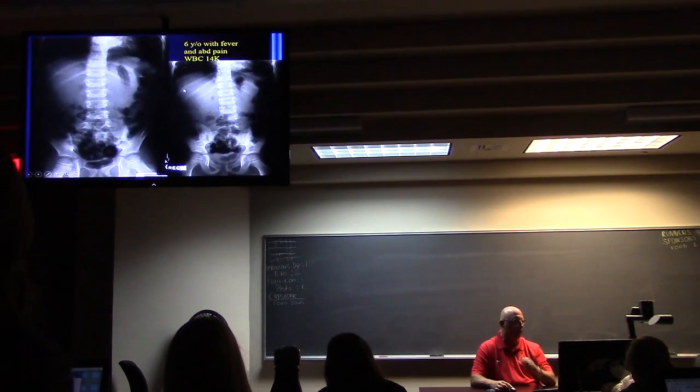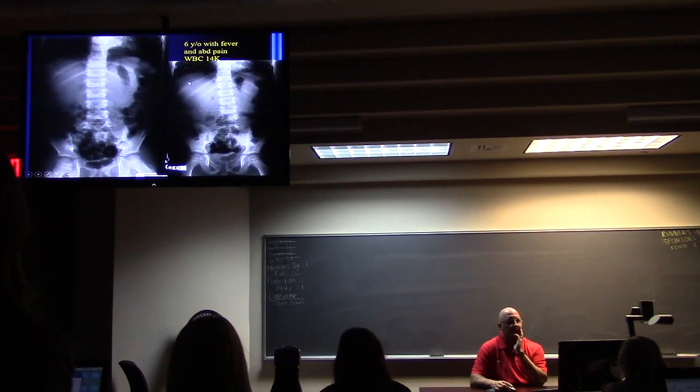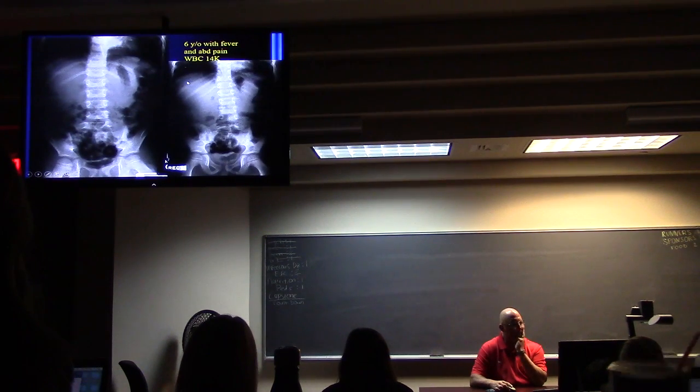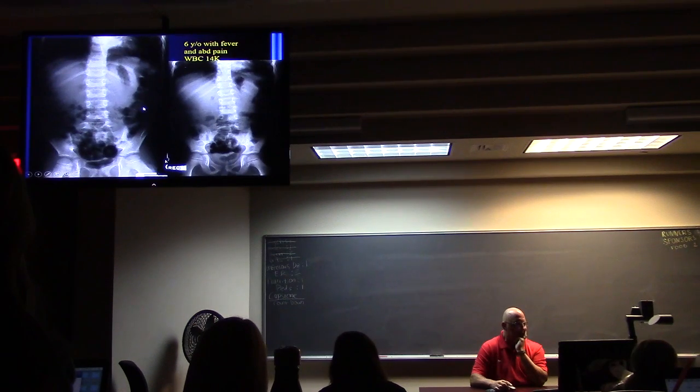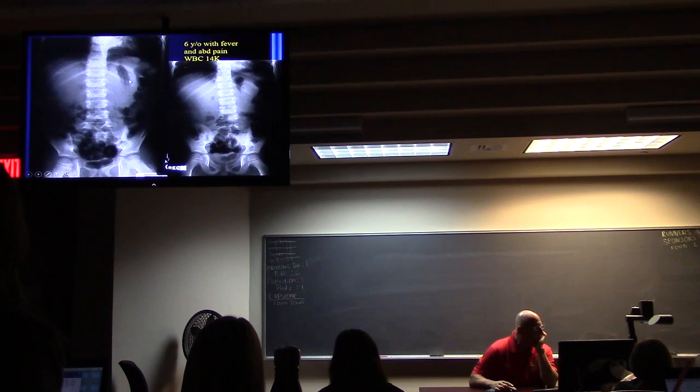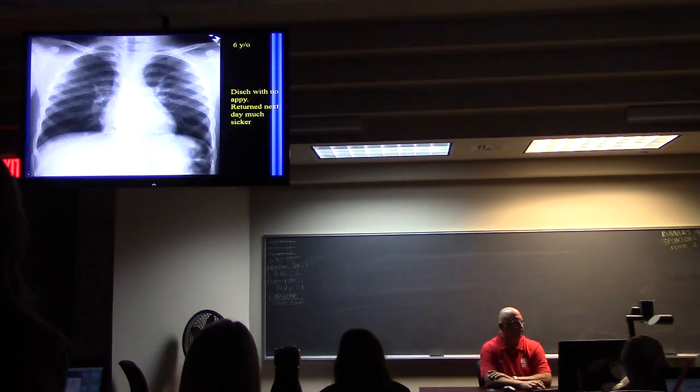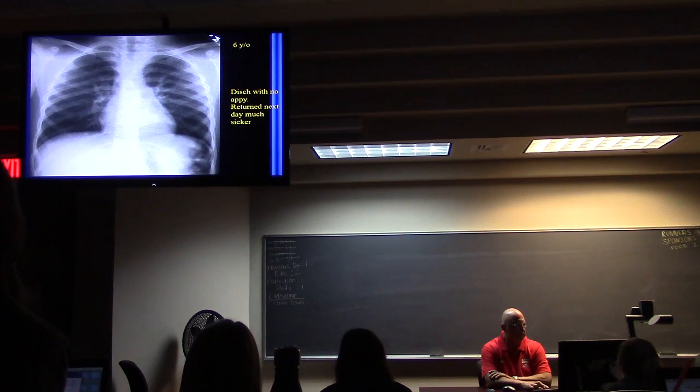Here's a good one. This is from Hawaii. It's a 6-year-old kid who came into the emergency department with fever and abdominal pain. His white count was 14,000. So he got a flat plate and an upright. Don't see any obvious air fluid levels. Don't see any obvious obstruction or ileus. So he was sent home. Came back the next day much, much sicker.